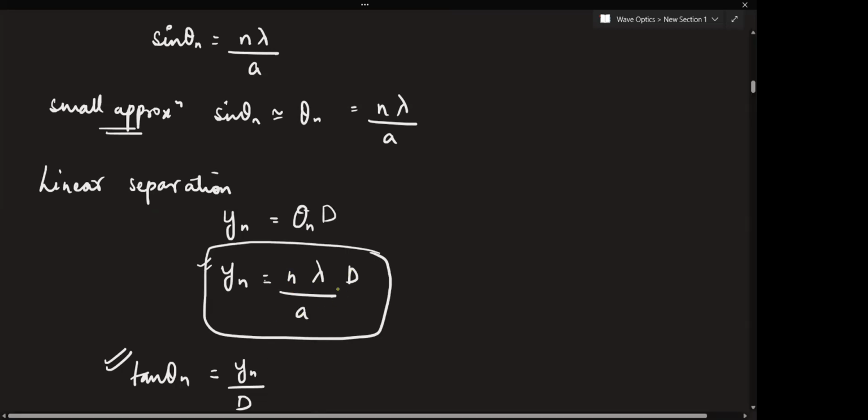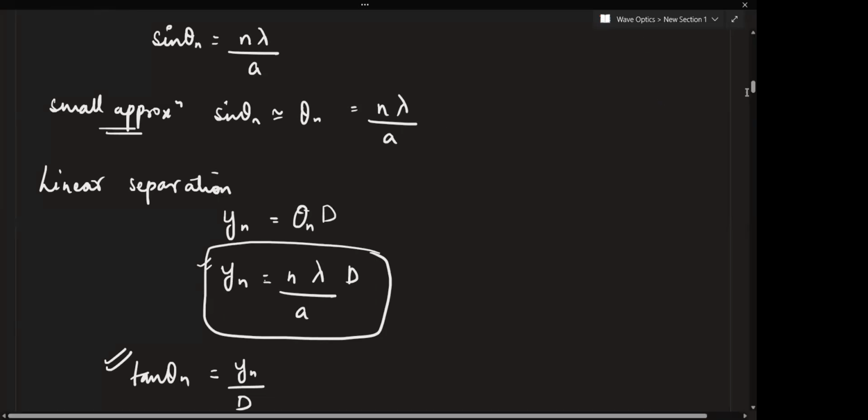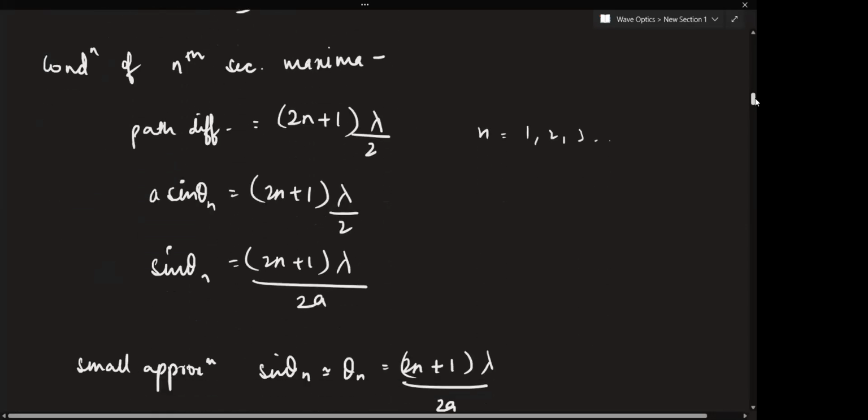So capital D is what? Capital D is the separation between the slit and the screen. And what is A? Slit width, the width of the slit. So this was the case for minimum. Let's see the condition for nth secondary maximum.